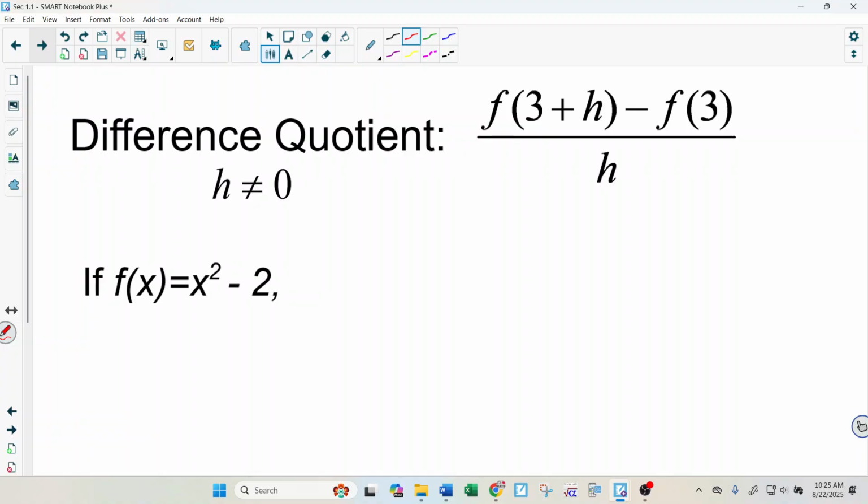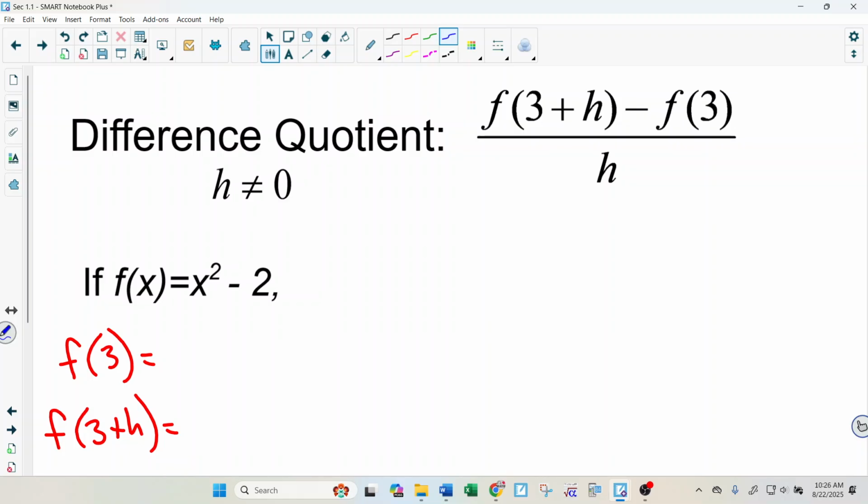Do another one. So we have f of x equals x squared minus 2. And we have f of 3 plus h minus f of 3, all over h. So let's break this one down. Step 1. Find those two. Let's see if you can do that first. Find f of 3 and f of 3 plus h.